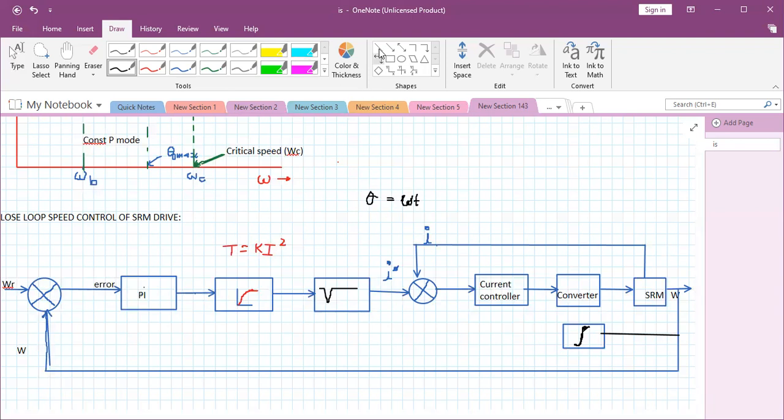So this theta information is very important. So that is we will give to the current controller also. We can say this is nothing but a position dependent switching. Current controller, it is a position dependent switching action in a current controller.